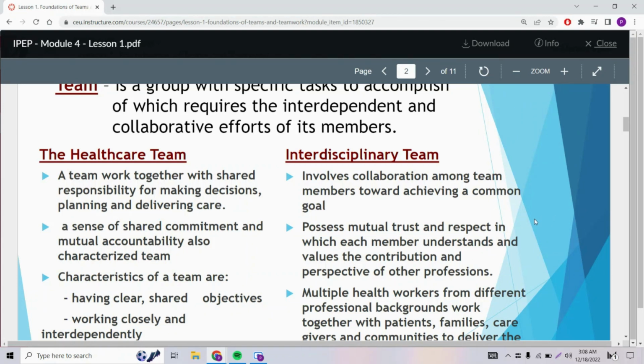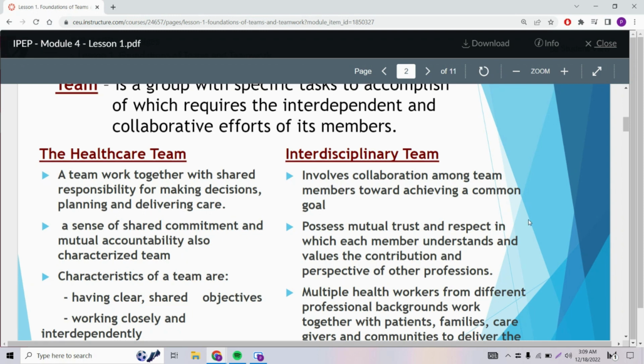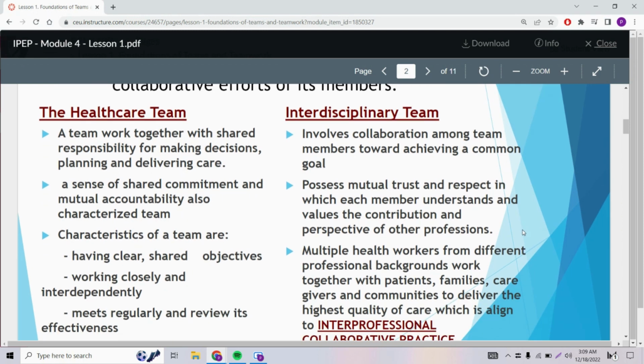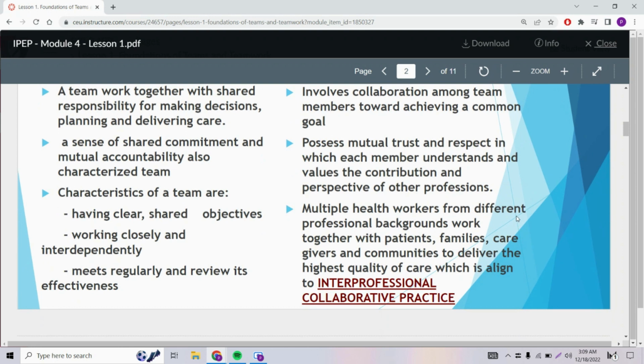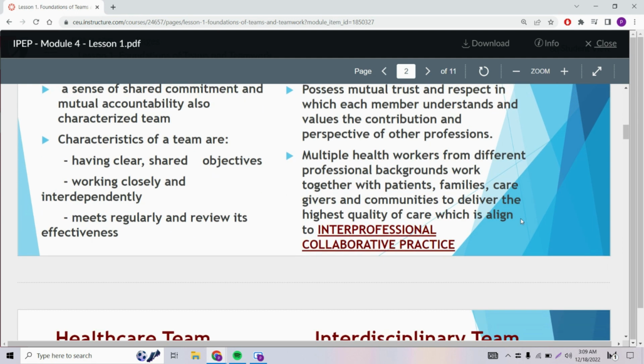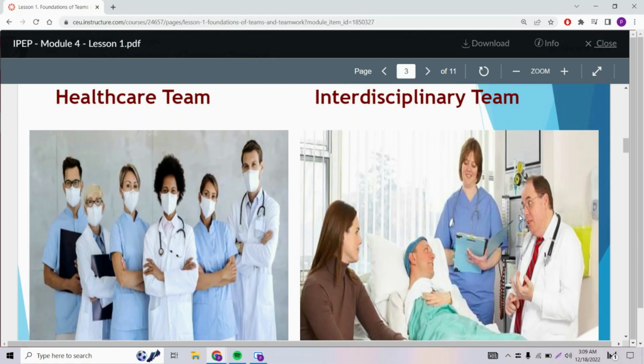They would possess mutual trust and respect in which each member understands and values the contribution and perspective of other professionals. Multiple health workers from different professional backgrounds would work together with patients, families, caregivers, and community to deliver the highest quality of care, which is aligned to your IPCP, Interprofessional Collaborative Practice. So this is your healthcare team and your interdisciplinary team.